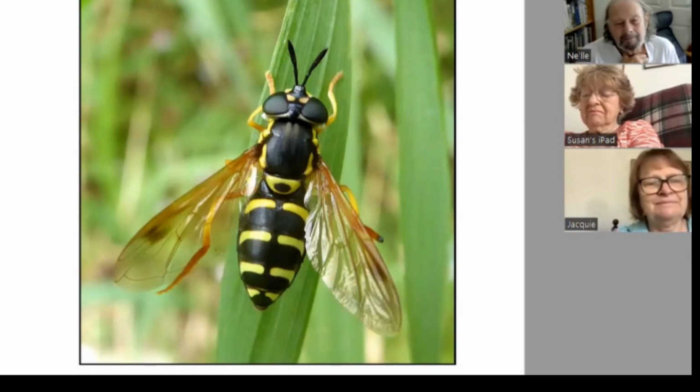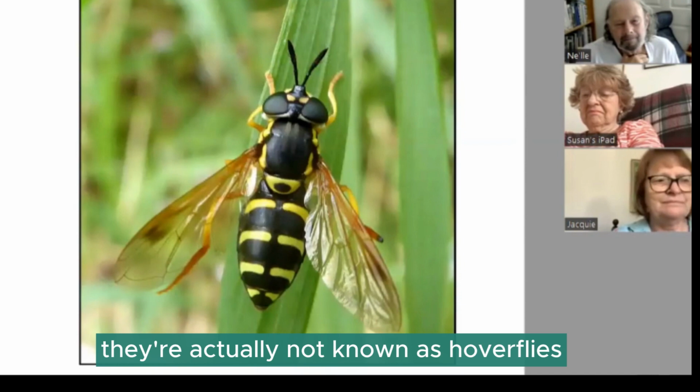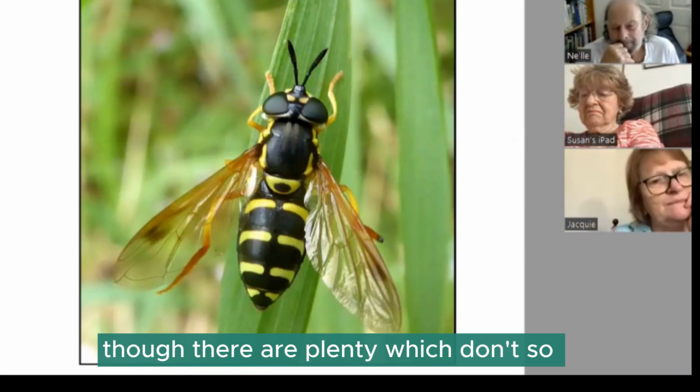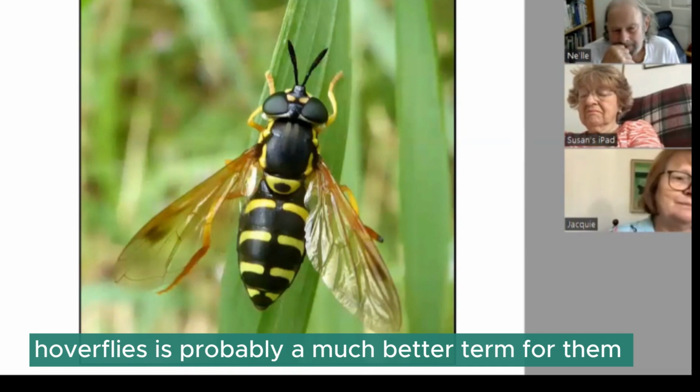Mainly, you'll see hoverflies actually sitting on flowers. And in America, they're not known as hoverflies. They're known as flower flies for that reason. Though there are plenty which don't. So hoverflies is probably a much better term for them.